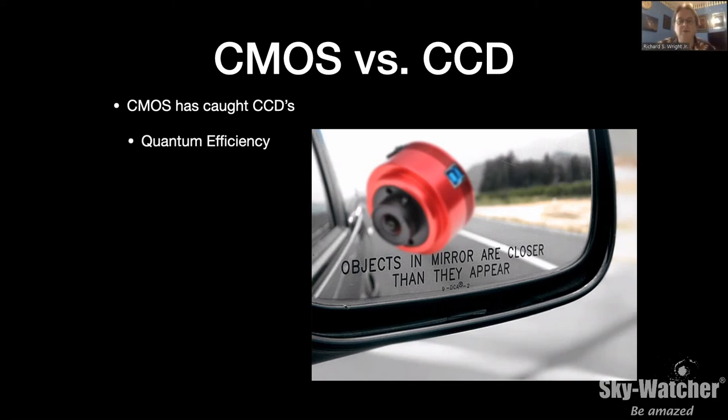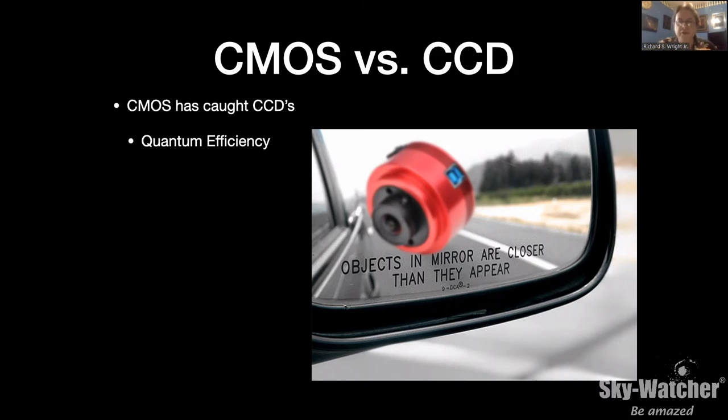When it comes to, say, quantum efficiency, how efficient are you at collecting photons and turning them into electrical signal that we can read out? When I started imaging, CMOS was way behind CCD. And then maybe only 5 years ago, my slides would say, if you're doing UV or far infrared, CCD still has an advantage. But by and large, that advantage has disappeared. And CMOS and CCD are pretty much on equal ground.